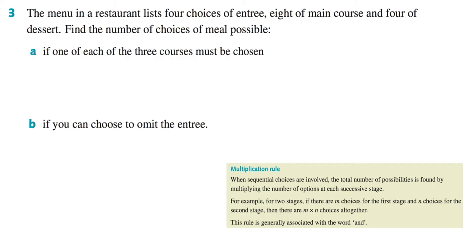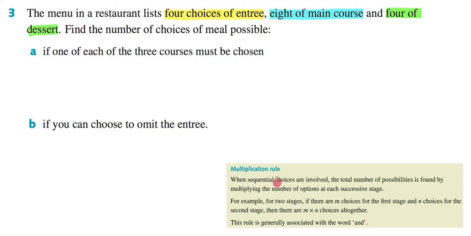So we're doing exercise 10A, and in this video we're going to go through question 3, which reads, the menu in a restaurant lists 4 choices of entree, 8 of main course, and 4 of dessert. Find the number of choices of meal possible. For A, if one of each of the 3 courses must be chosen.